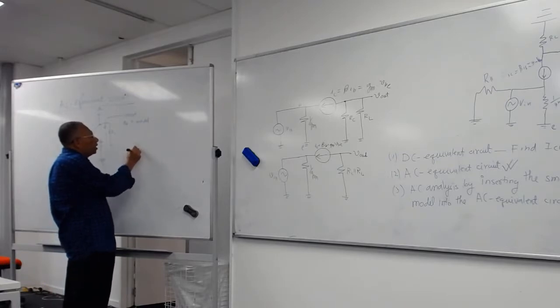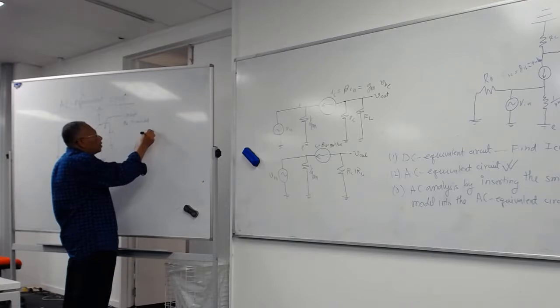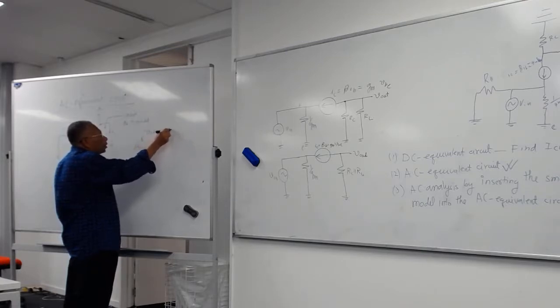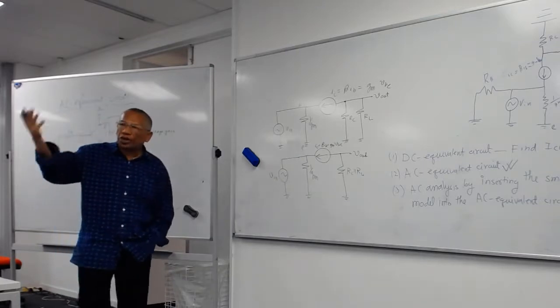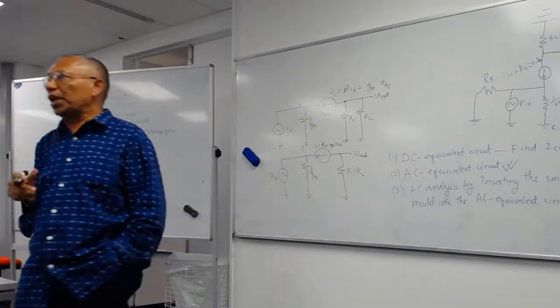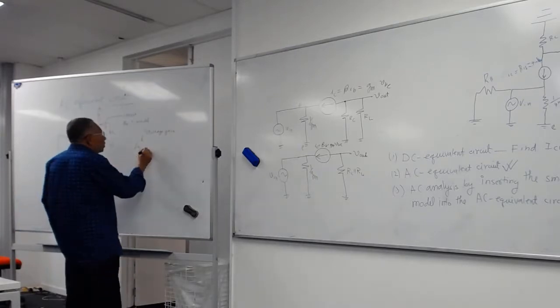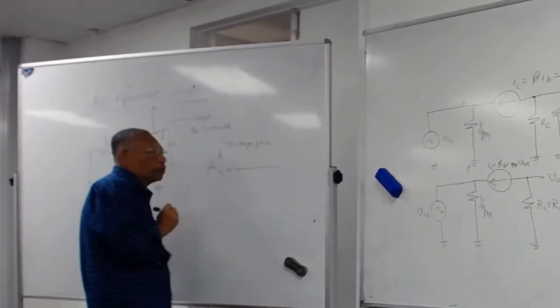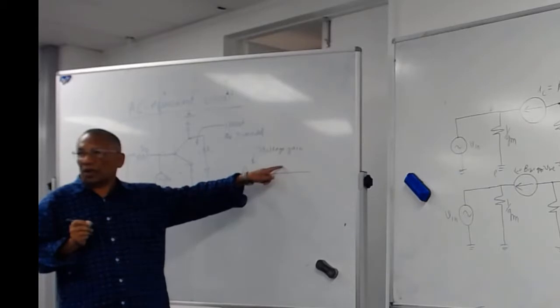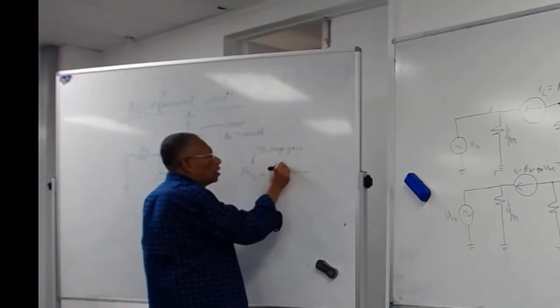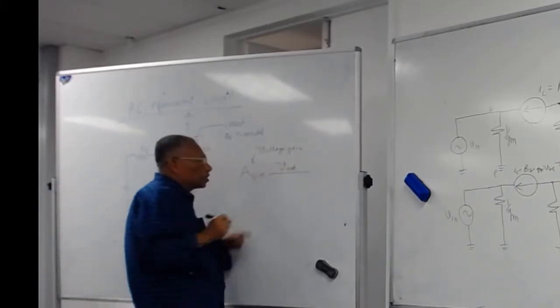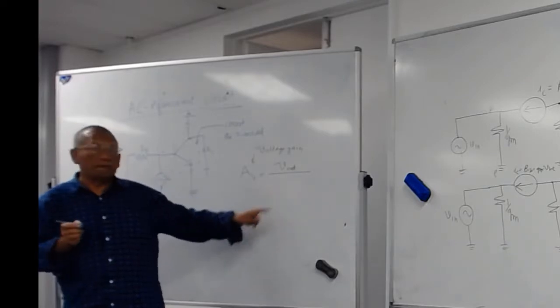Now to derive the expression for the voltage gain, we express it by AV. This is called voltage gain. When we say voltage gain, we mean small signal voltage gain, AC voltage gain. Voltage gain will be equal to the ratio of output by input, isn't it? So what is here? V out. And what is here? V in.